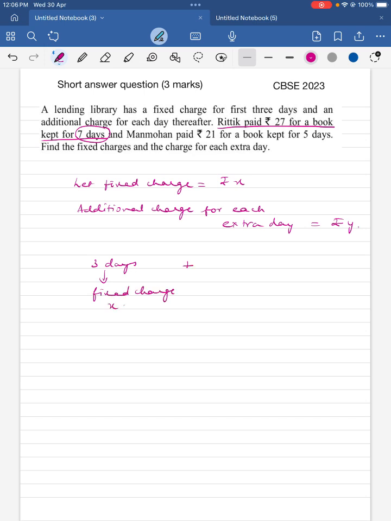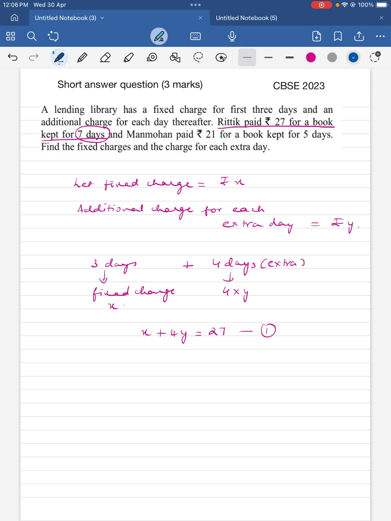And for the 4 extra days, that is 7 minus 3, which is the 4 extra days, he would pay 4 times Y, because for each extra day, he has to pay Y rupees. Okay, so now totally he seems to have paid rupees 27. So let me just form the first linear equation. His total charge would become X plus 4Y equal to 27. So I have my first linear equation.